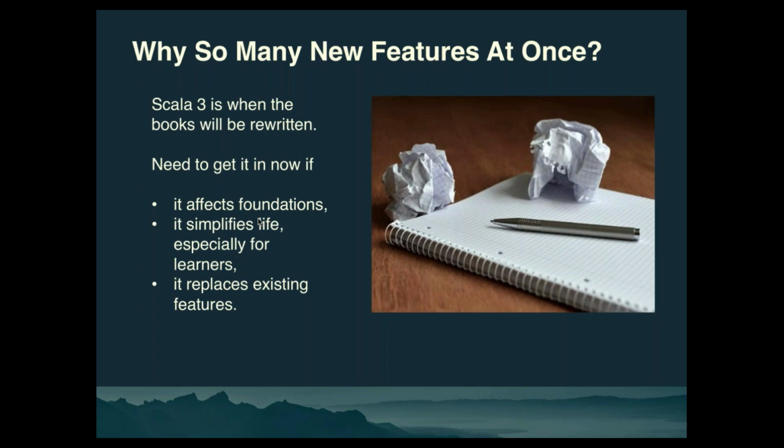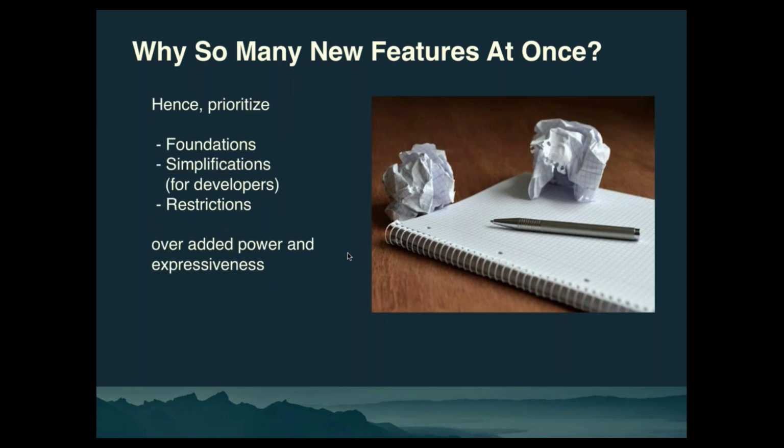So that means that we have essentially this point in time, which maybe comes every 10 or 20 years, where you say, well, books will have to be rewritten. It's really sort of a big change to the language. So that means that we have to get a feature in now if it affects foundations, if it simplifies life, especially for learners, and if it replaces existing features. And we concentrated our feature set on precisely these things. So we prioritized putting in things that affect foundations, simplifications, and restrictions, and we have fairly few things that actually add power and expressiveness.